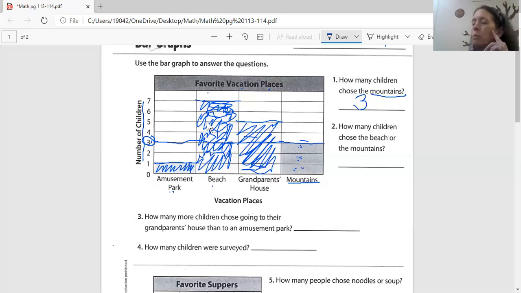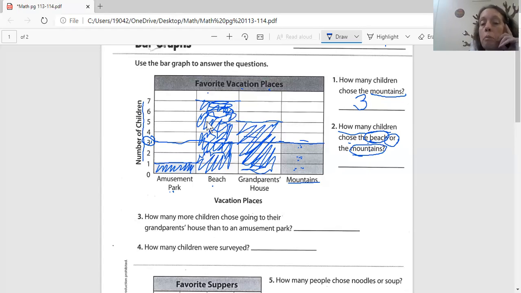That's better. I like that one better. And if I look at number 2, it says, how many children chose the beach or the mountains? How many chose the beach? We look here. But we also have to look at this one over here, the mountains. My clue words are beach or mountains. Okay? So I have to count both.